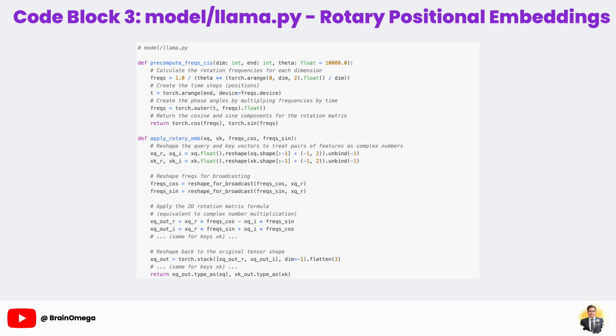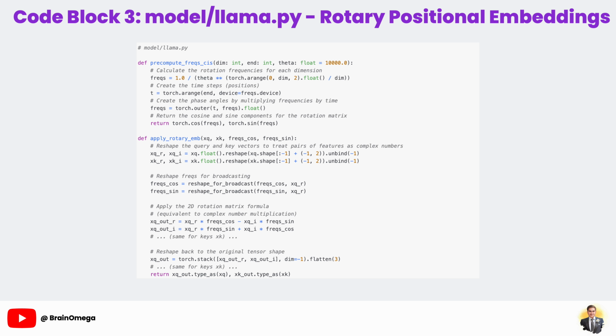The amount of rotation depends on the token's position in the sequence. Because the dot product between two rotated vectors depends on the difference in their rotation angles, the attention mechanism naturally learns to favor tokens with a certain relative distance. Let's look at the code.